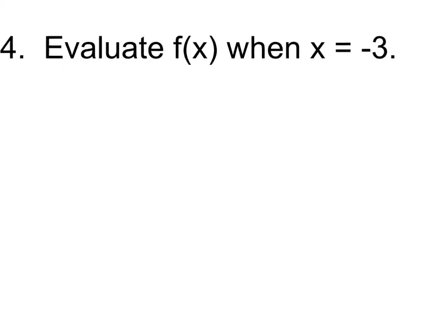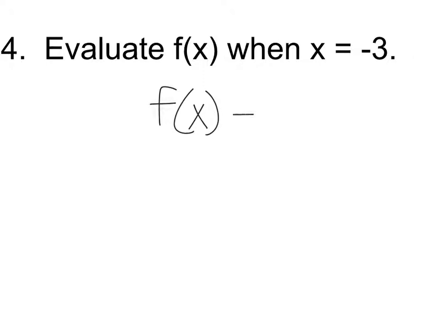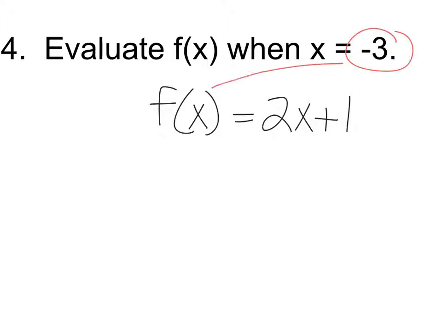So evaluate f of x when x equals -3. I'm going to make my f of x, or my function, 2x plus 1. You have to write this down. This was supposed to be typed out. It's not. Please write it down. x equals -3. So I'm going to put -3 here and here.